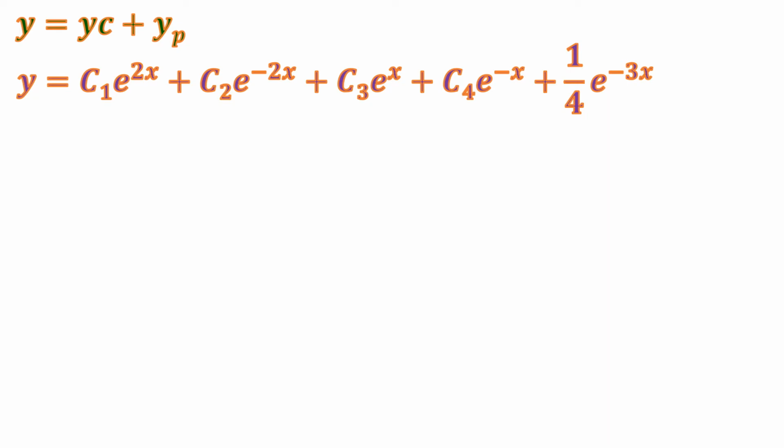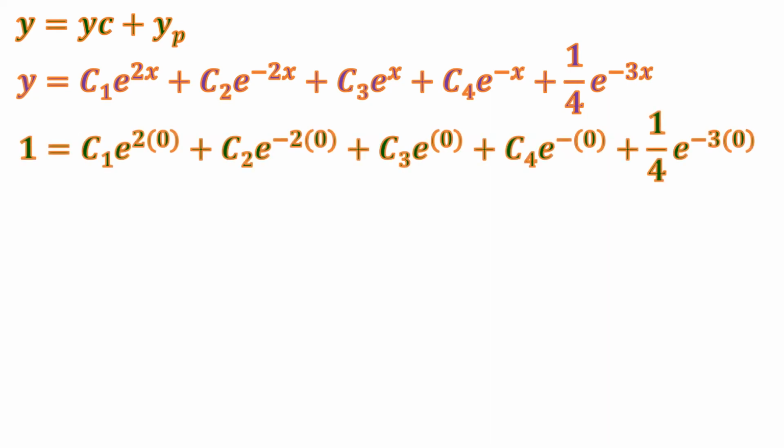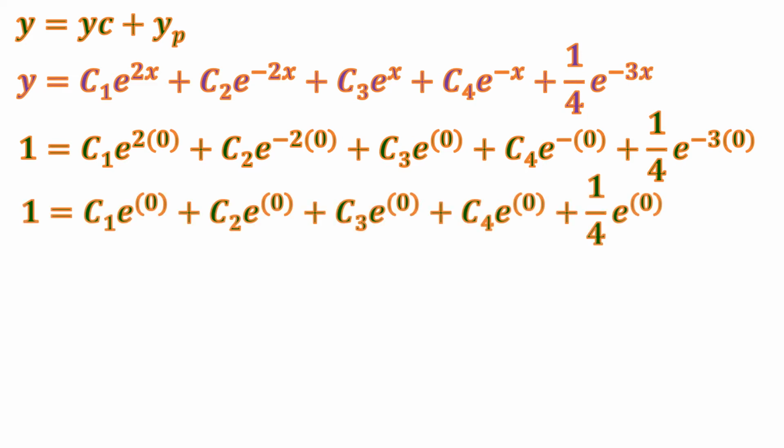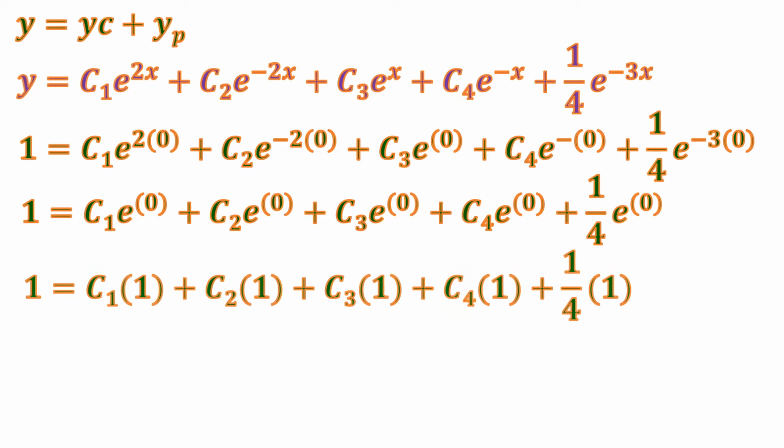But we have the given initial values. That means we're going to find c1, c2, c3, and c4. First, let's substitute based on the given y of 0 is equal to 1. That means if we substitute x by 0, y is 1. So let's substitute, and then let's solve. 2 times 0 is 0. So all the numbers multiplied by 0 become 0, and all the e to the 0 become 1. Any number to the power of 0 is 1.